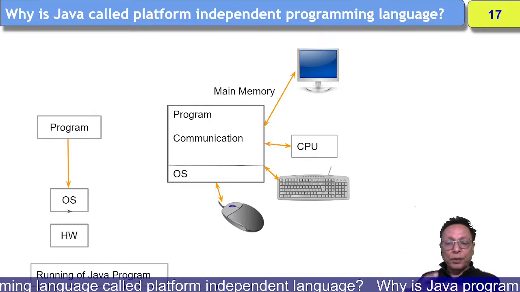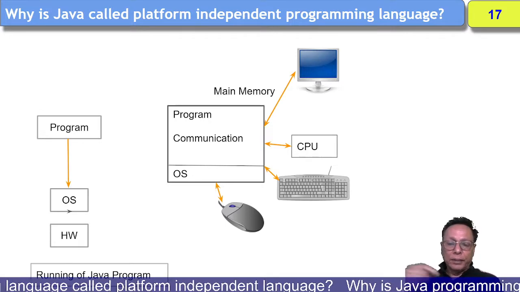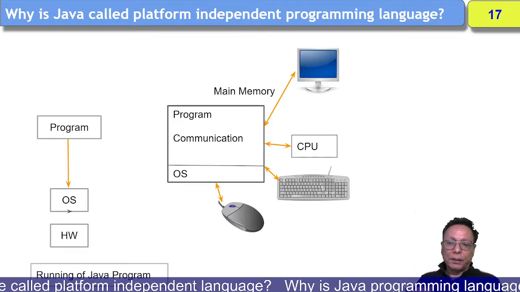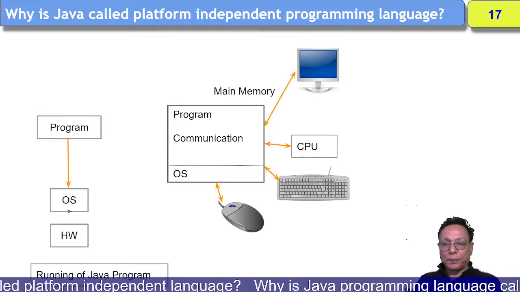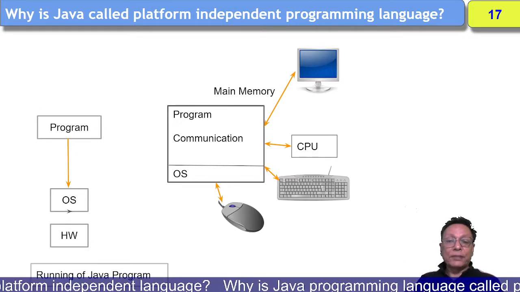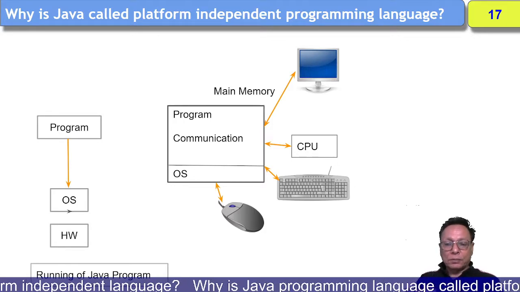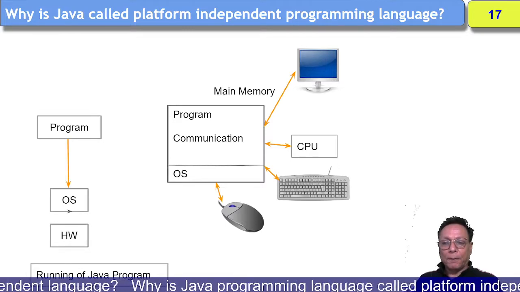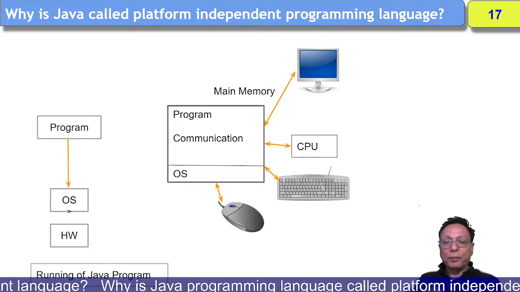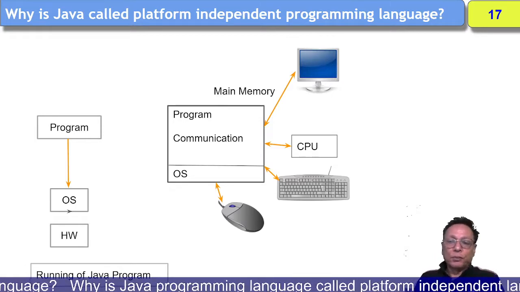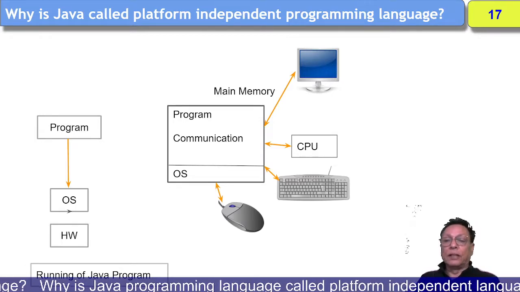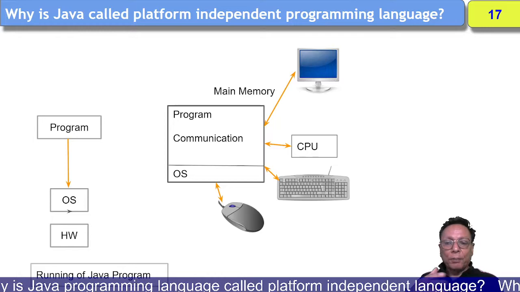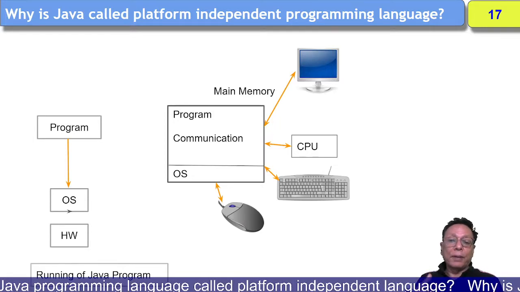Because if the program wants to print anything on the monitor, it cannot print directly on the monitor. It needs the help of the operating system. So how does the program interact with the operating system? Suppose the program needs some input, the keyboard is required. Who will make the interaction between the program and the keyboard? This is through the operating system. Then which is the body that makes the communication between the program and the operating system?